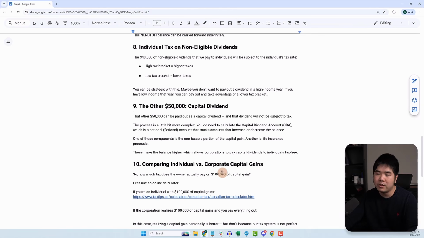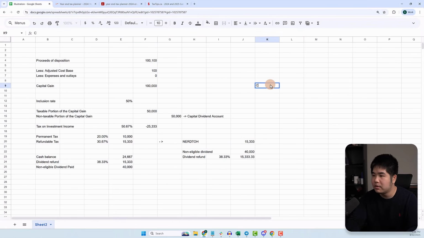So what happens to the other $50,000 that is not subject to tax? The other $50,000 can be paid out as a capital dividend, and that dividend will not be subject to tax. This process is a little bit more complex. You do need to calculate the capital dividend account balance, which is a notional or a fictional account that tracks amounts that increase or decrease the balance. So when you have a capital dividend account, there are a few components that increase this balance and some components decrease this balance. For example, non-taxable capital gain, non-taxable capital loss. This will decrease.